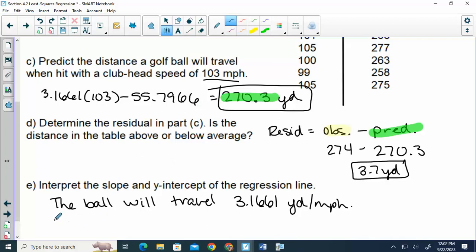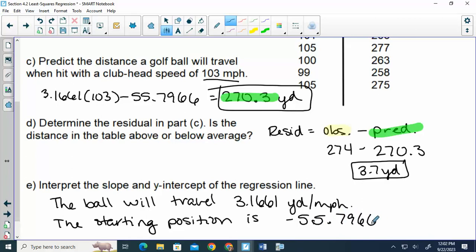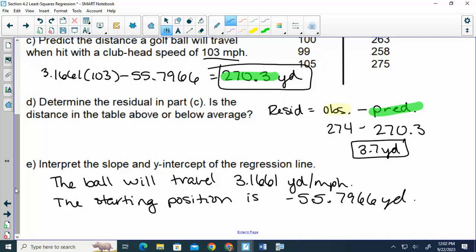Y-intercept, that's like when x is 0, so it's like saying the starting position. It is negative 55.7966 yards. Or if x is 0, then your y value is this. Alright. Questions?